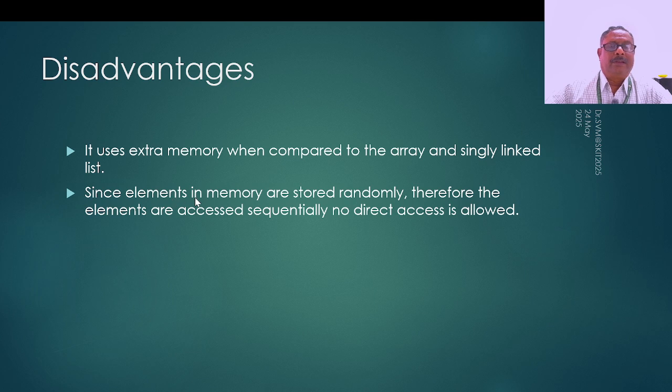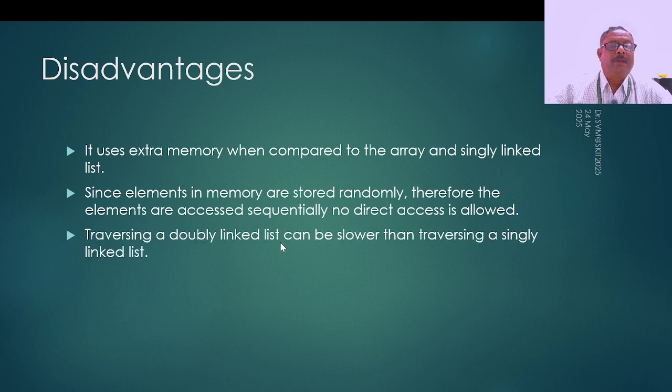And these elements are stored randomly in the memory. So accessing them has to be done serially, one after the other. They have to be done sequentially. So you have to start with either head or tail and keep moving from one node to another node. And there is no possibility of direct access, random access is impossible, and hence it is a time consuming process. And traversing a doubly linked list can be slower than traversing a singly linked list.